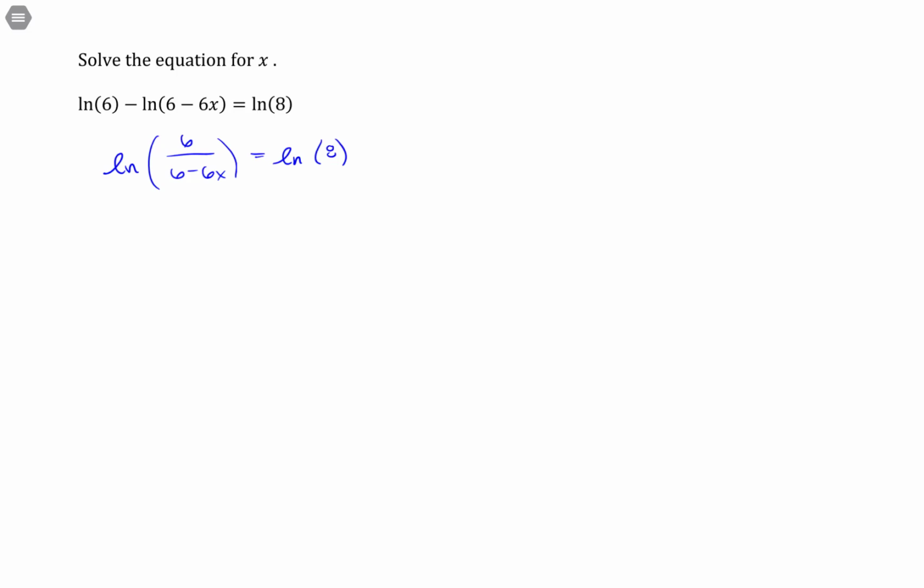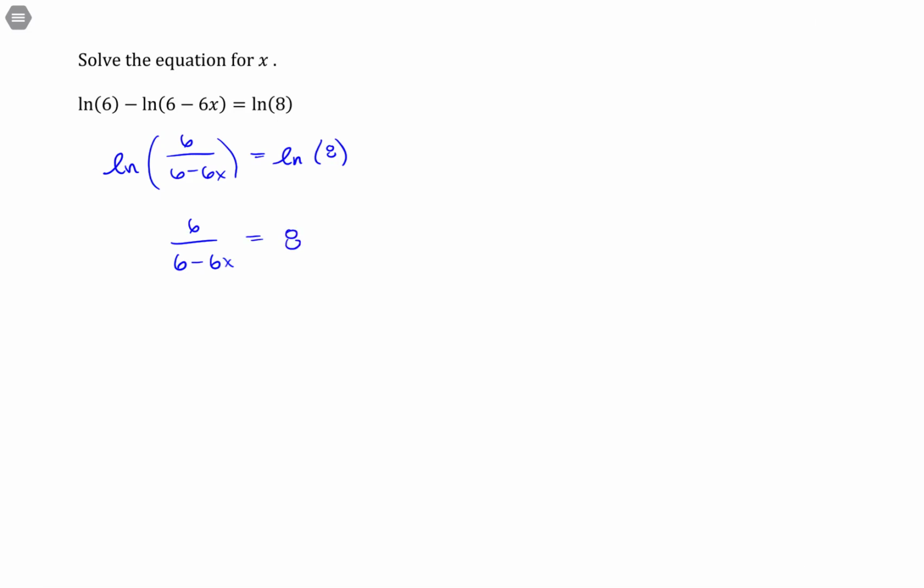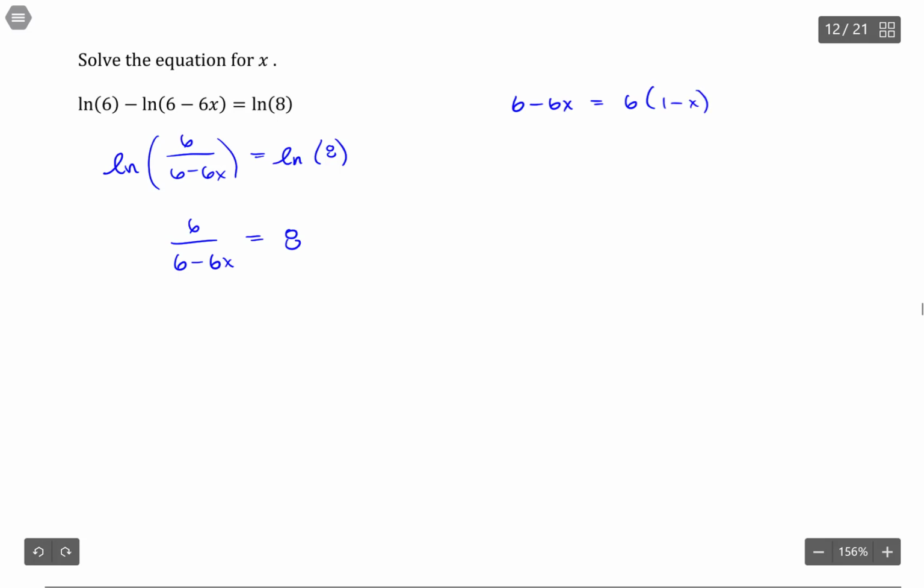So I can make this 6 over 6 minus 6x is equal to 8. Now, one thing that's kind of nice is 6 minus 6x is the same thing as 6 times 1 minus x. And if I have a 6 in the numerator, I can cancel that. So this is really just 1 over 1 minus x equals 8, making the numbers a bit smaller.